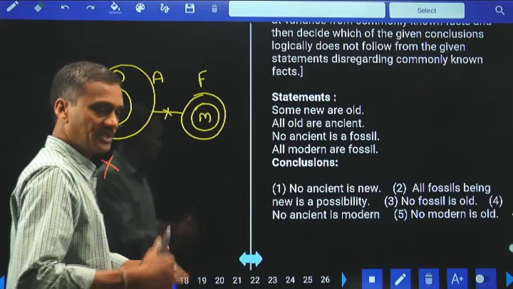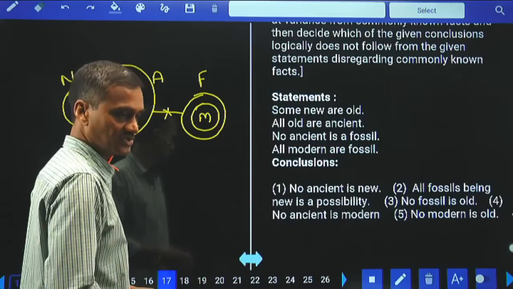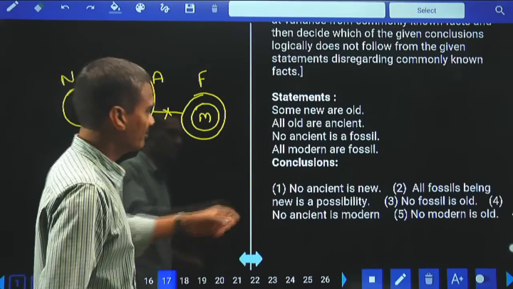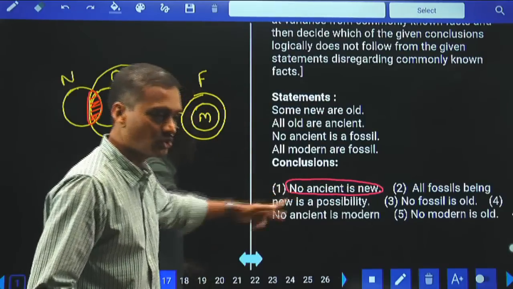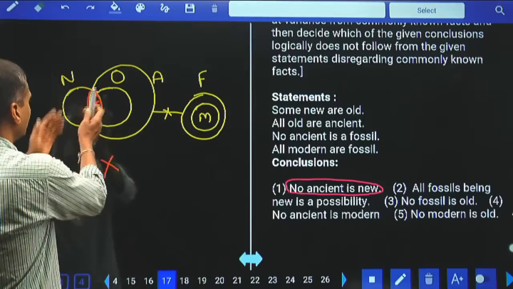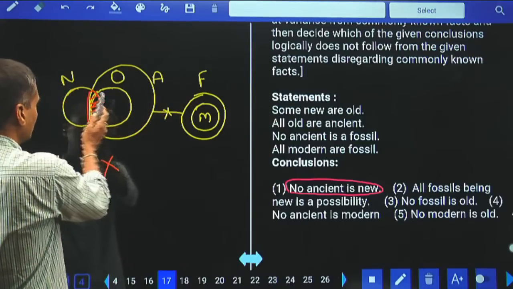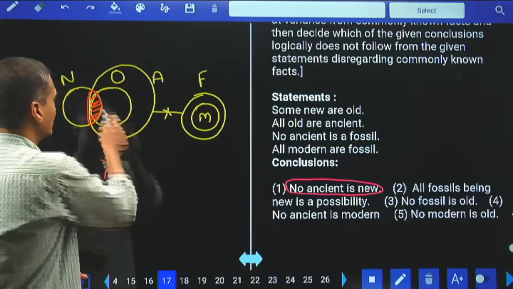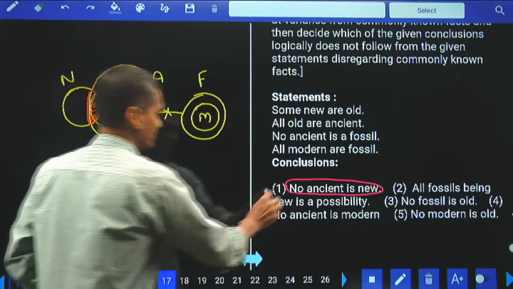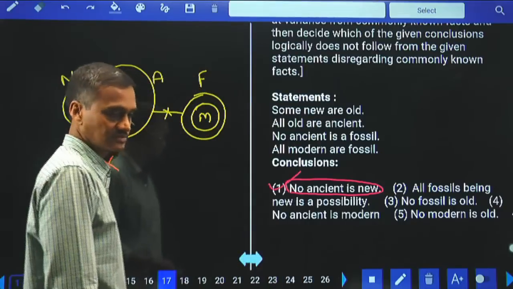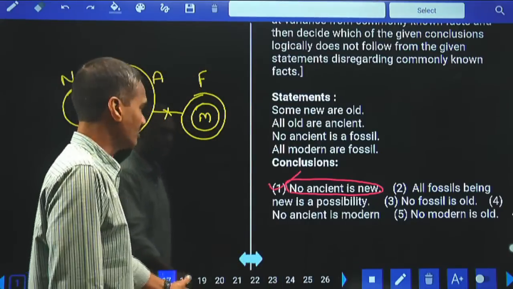Now we need to reconfirm whether it is 100% false or not. How will you do that? By proving it can be true at least once. Can you make this true at least once? No, because no ancient is new. Hence, choice 1 is the answer. It is 100% false. It cannot be true at least once.